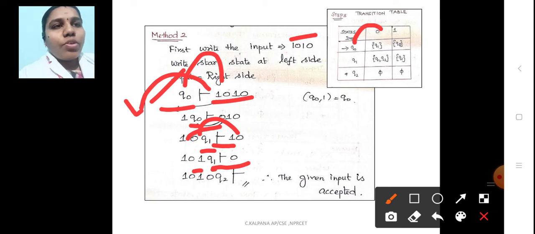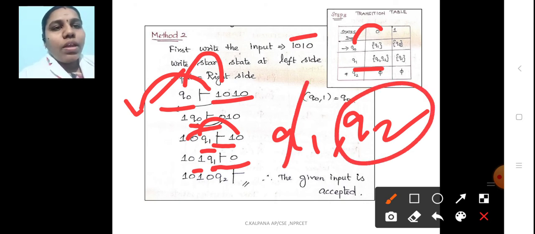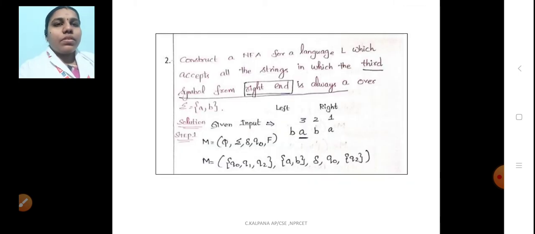Then finally Q1 on 0. We have two answers, Q1 and Q2. Here the final state is Q2, so I reject Q1 and write Q2. When the input reaches the final state, the given input is accepted. So these are the two methods to find whether the given input is accepted or rejected for the above diagram. We can check whether the diagram is correct or not by using this transition function.